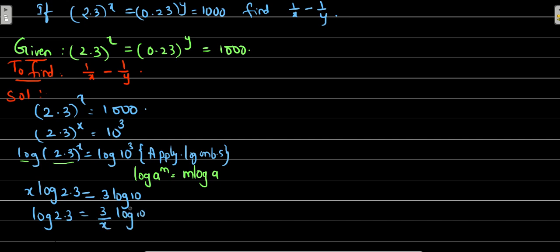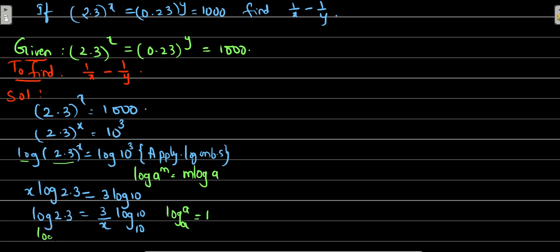If there is no base, it means the base is 10. We also know one of the rules, that log a base a, if the log and the base are the same, then it will be 1. So we have log 10 base 10. The value of this log 10 base 10 will be 1.